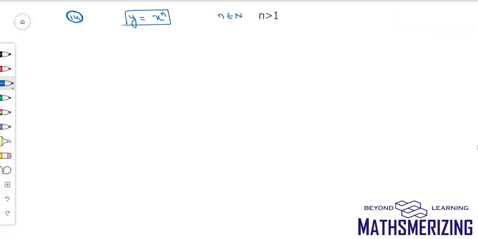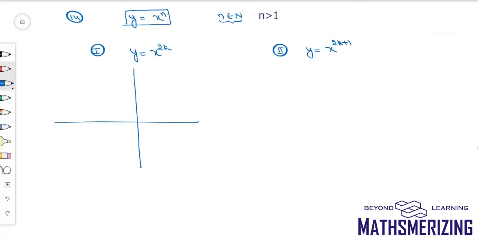So the 14th graph that we'll study is y equals x to the power n, where n is a natural number. Now depending on whether n is an odd number or an even number, I'll get two separate cases. Case 1, when n is an even number, say x to the power 2k. And secondly, when n is odd, suppose x to the power 2k plus 1.